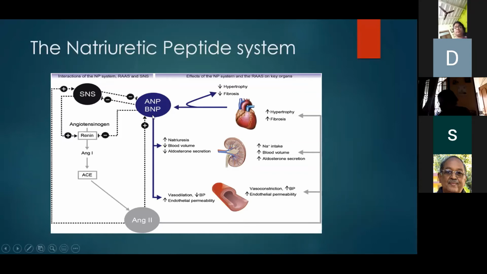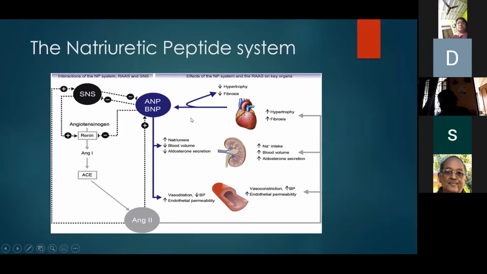So what does it do? It increases natriuresis, reduces blood volume, reduces aldosterone secretion. So that is vasodilatation, reduced blood pressure, and increased endothelial permeability with ANP and BNP. And if you look at angiotensin 2, that is the reverse of what ANP and BNP do. There is vasoconstriction, increased blood pressure, increased endothelial permeability also, increased sodium intake, increased blood volume, increased aldosterone secretion from the kidneys, and hypertrophy and fibrosis in the heart. So a very intricate balancing mechanism happens in the body.